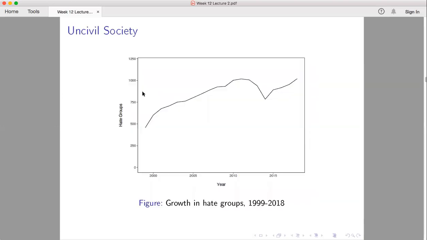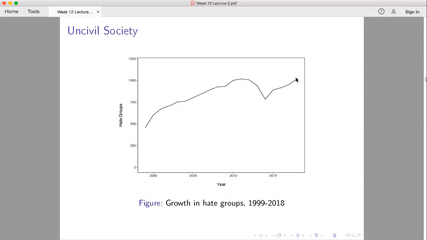And what we're seeing, at least in the United States context, is that hate groups, these types of uncivil society groups, are actually growing. Hate groups, as classified by the Southern Poverty Law Center, have been increasing over the course of the past 2 decades, with a slight dip around 2014, but have reached a peak this year of about 1,000 different hate groups. I think it's 1,020 that exist in the United States today.